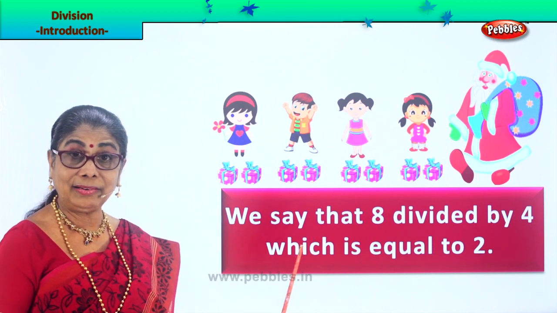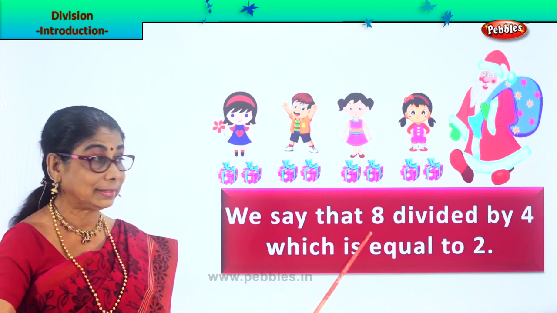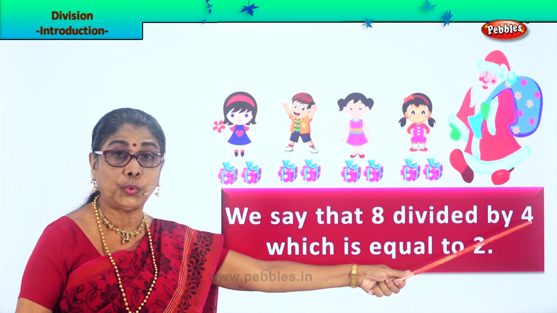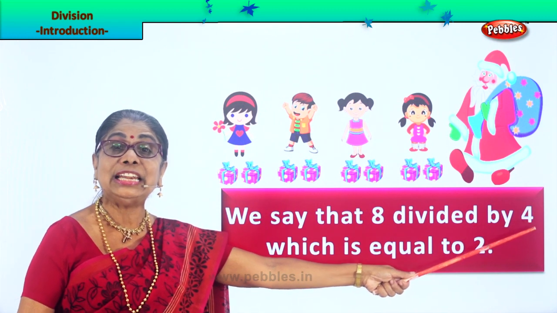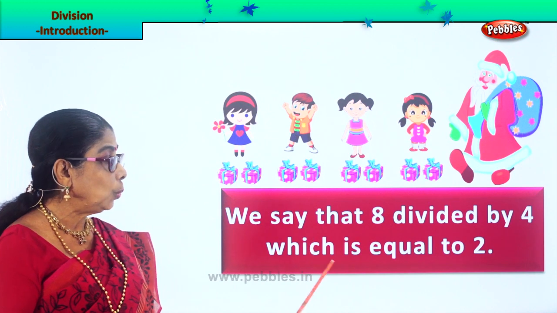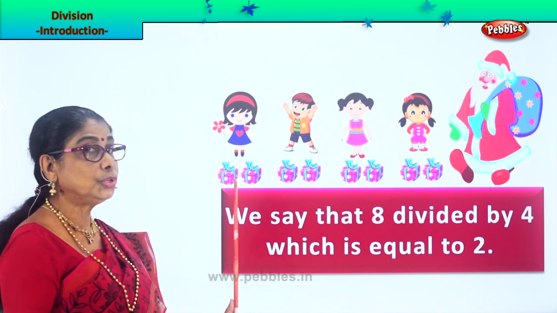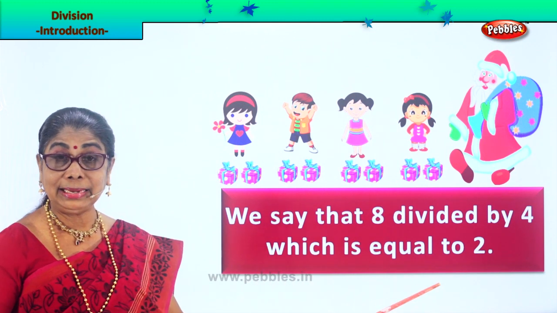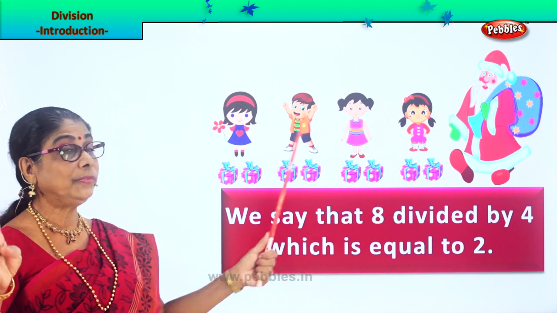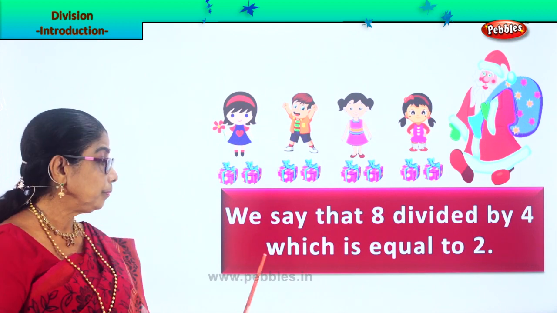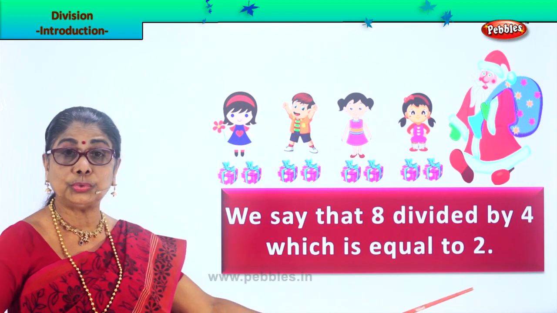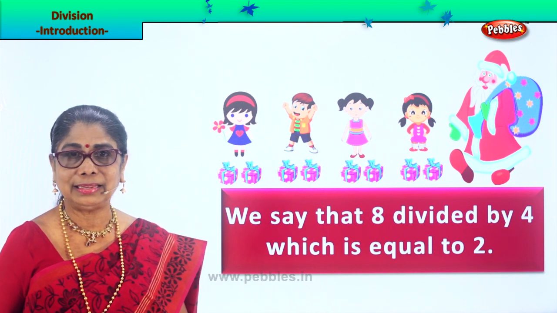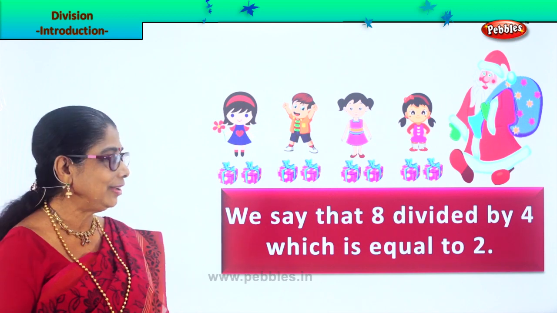Read this with me, we say that 8 divided by 4. 8 gifts divided by 4 kids is equal to 2. 2, 4, 6, 8. 8 divided between 4 children is equal to 2. Each child gets 2 gifts each. Very good.